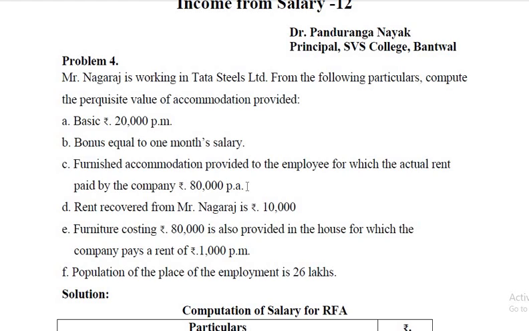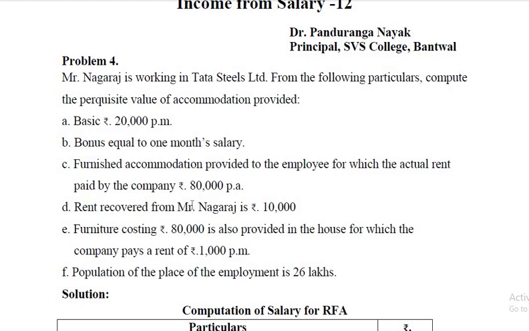If the accommodation is owned by the employer, you have to consider the population of the city where the accommodation is provided. If the population is more than 25 lakh, 15% of salary. If it is more than 10 lakh and not more than 25 lakh, it is 10% of salary. If it is not more than 10 lakh, then it is 7.5% of salary. But if the accommodation is hired, then population does not come into picture. So what you have to consider is 15% of salary or actual hire charges, whichever is less. So that is applicable here.